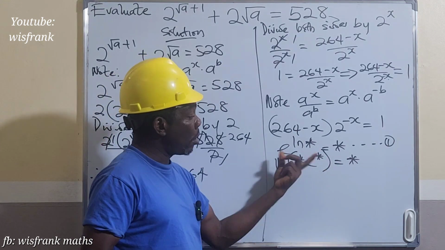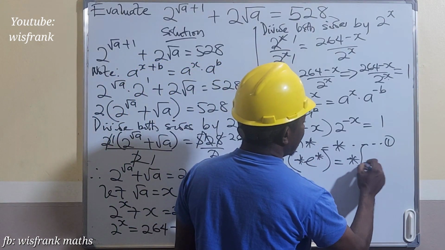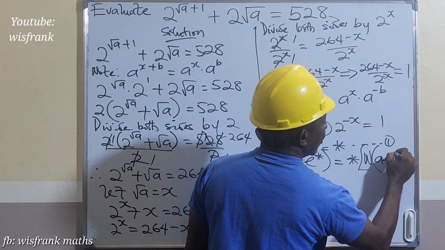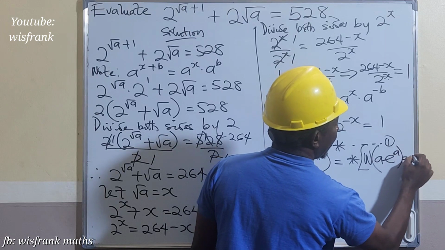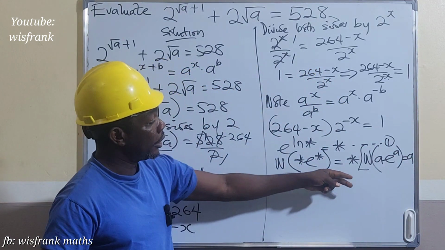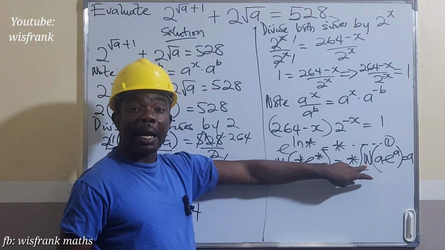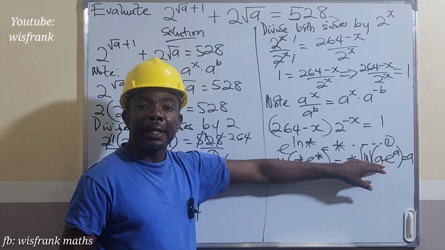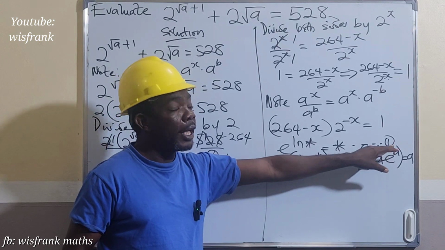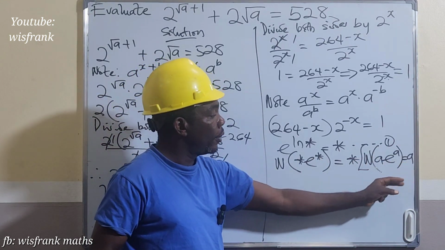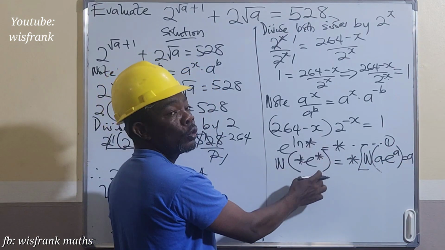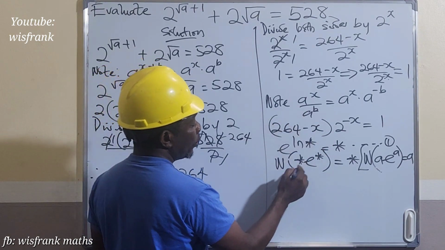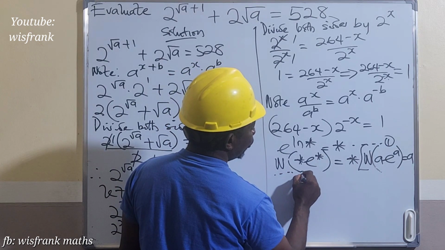will give us star. Or in another way, we can write it as the Lambert W function of a times e to the power of a equals a. So that is what it means. Anytime we apply the Lambert W function of a times e to the power of a, it will give us the same a. So we are going to use these two rules for us to find the value of x in this equation. We call this one equation 2.